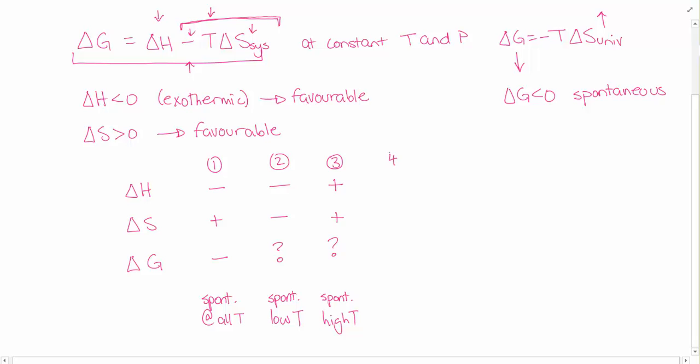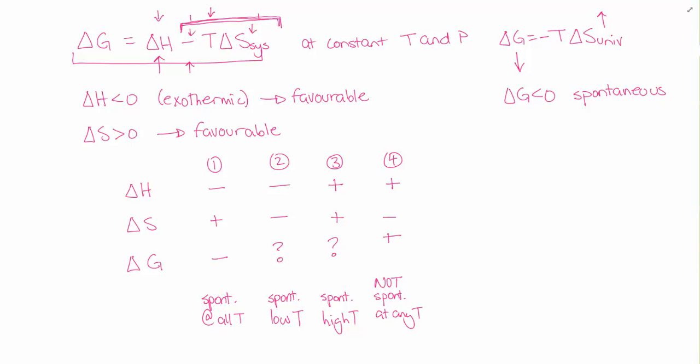Now the final case would be if the enthalpy change was positive, so we had an endothermic process that involved a decrease in the entropy of the system. In this case, this term is positive, and this term would have a negative and a negative, so overall it would be positive. So no matter what we do, delta G is going to be positive. So this process would be not spontaneous at any temperature. Let's look at how we could apply this.